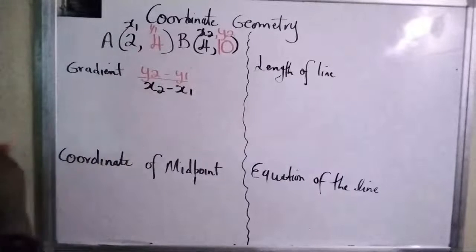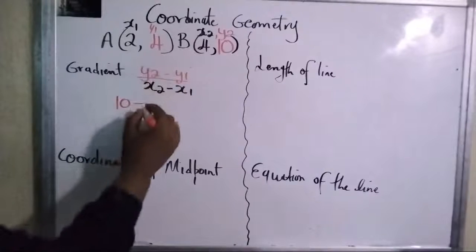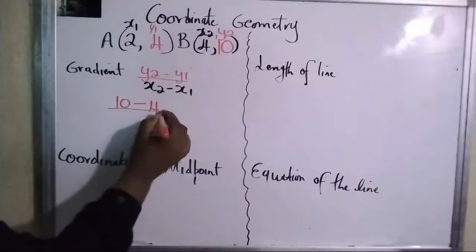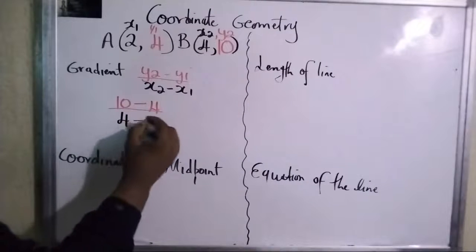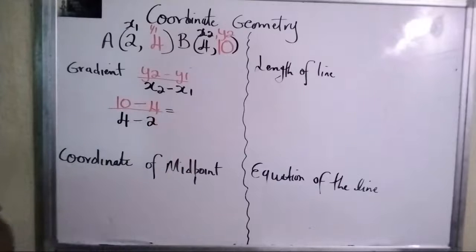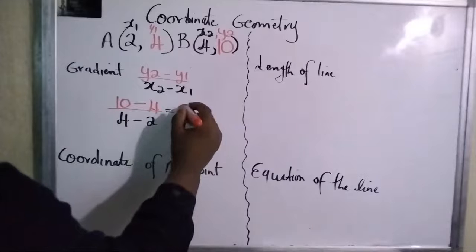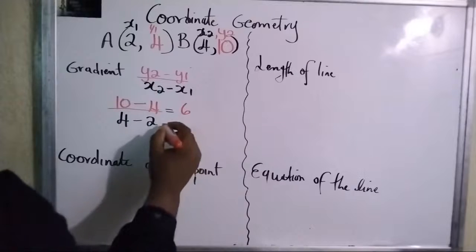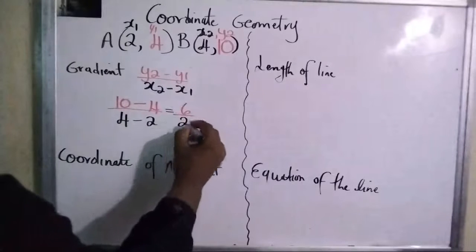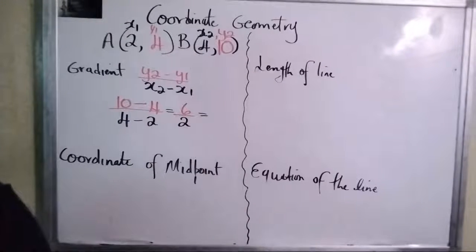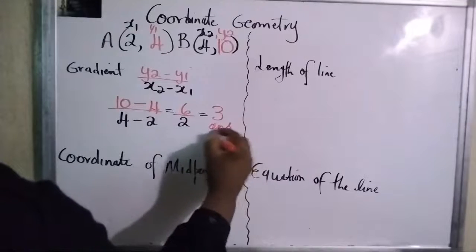Alright, so all we have to do is just put in these. y2 is 10 minus y1, which is 4, and then we divide it by x2, which is 4, minus 2. Can I color code it so you guys can have it easier? 10 minus 4 is 6, and we divide by 4 minus 2. So the gradient would be 3. Alright, so that's the first part of it.